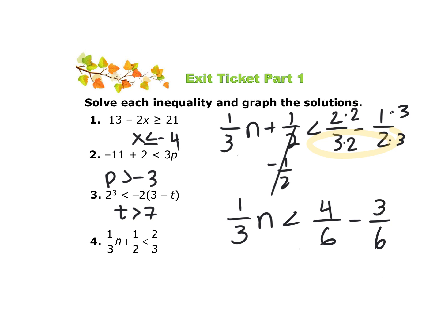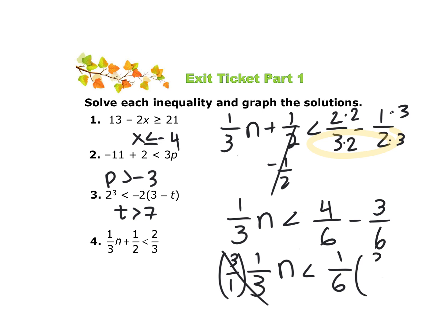So we get 4 over 6 minus 3 over 6, which is 1 over 6. So 1 over 3 n is less than 1 over 6. And then to get rid of that 1/3, I'm going to multiply by its reciprocal, so 3 over 1, 3 over 1, and we get that n is less than 3 over 6, which simplifies to n is less than 1 over 2.